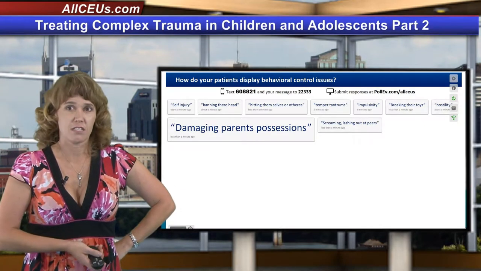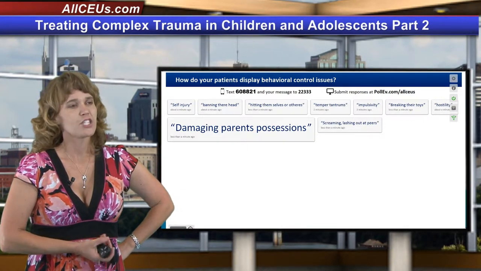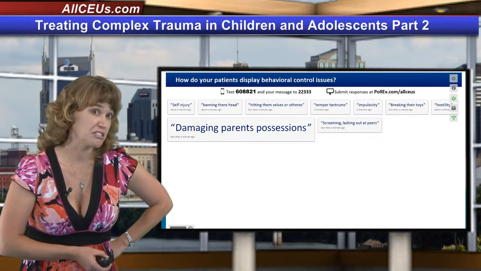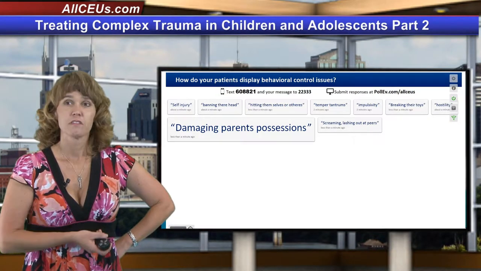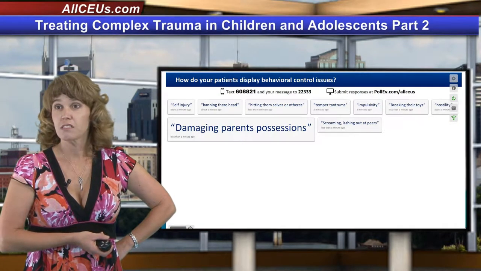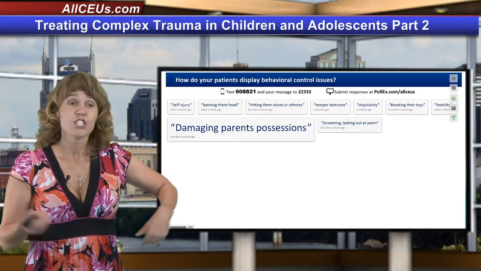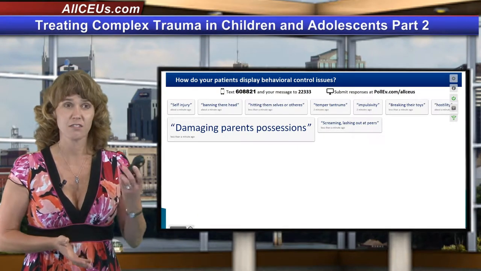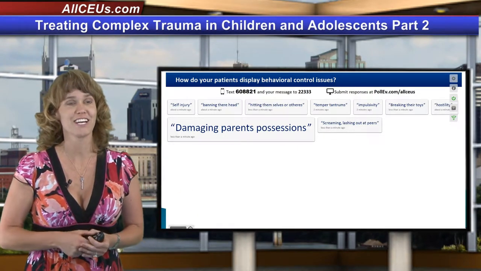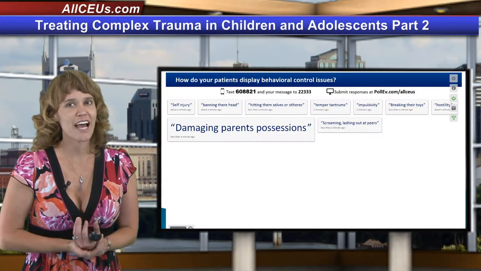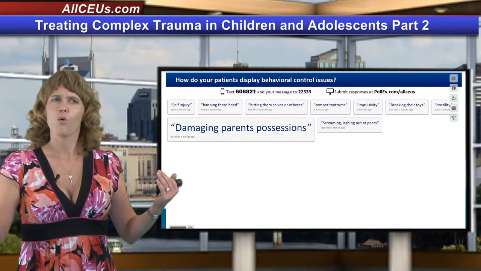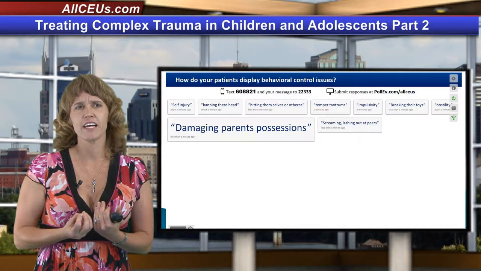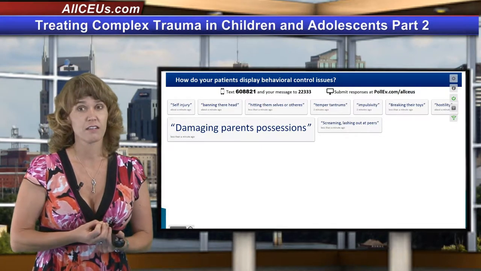Damaging parents' possessions. If you're angry at your parents, stealing from them, damaging their stuff, temper tantrums, breaking toys. Children more than adults, but even some adults. I've seen a remote control fly across the room before in residential settings. It occasionally happens. So again, we need to ask what elicited that reaction to that degree from that person?